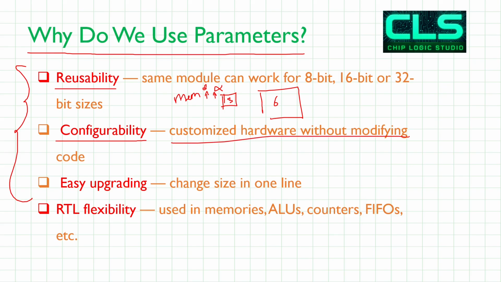Configurable, customize hardware without modifying the code. Similar thing, if this is memory as a hardware, you can customize it to 6 by 6 in your code. Easy upgrading, change size in one line. Any parameter, whatever you have declared in array, in queue, you can change it afterwards. And RTL flexibility, because we are in software, so we need flexibility for changing your code in every way.